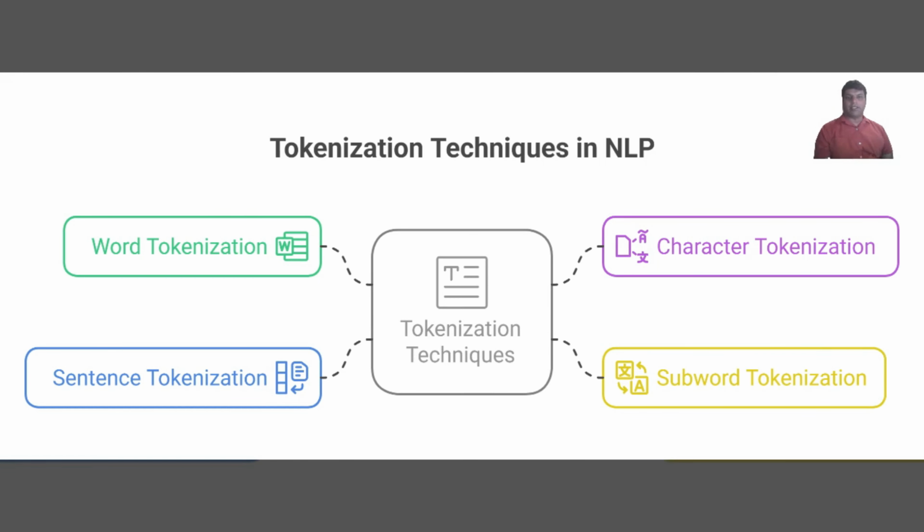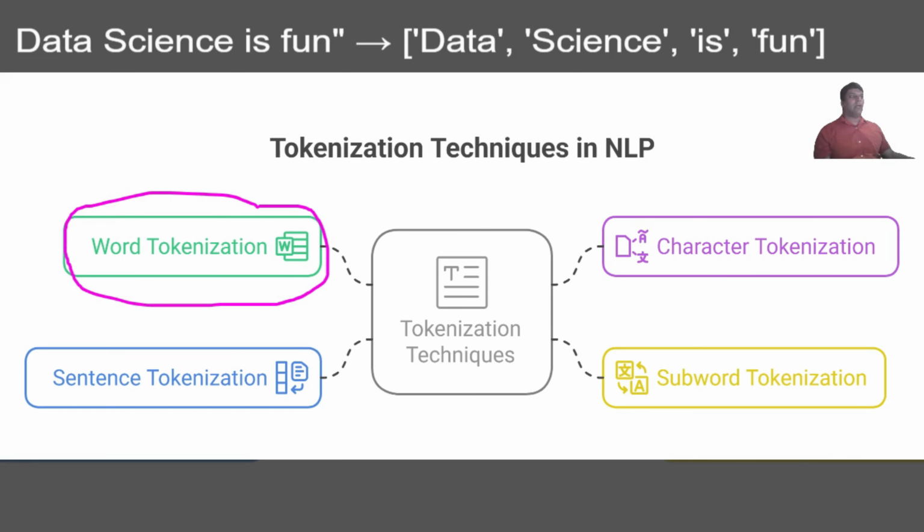There are four main types of tokenization: word tokenization, character tokenization, subword tokenization, and sentence tokenization. So let's see an example of each type. First example, word tokenization. For example, on top you can see: data science is fun. It will tokenize based on the word, so words are separated by commas: data, science, is, fun. Simple example.